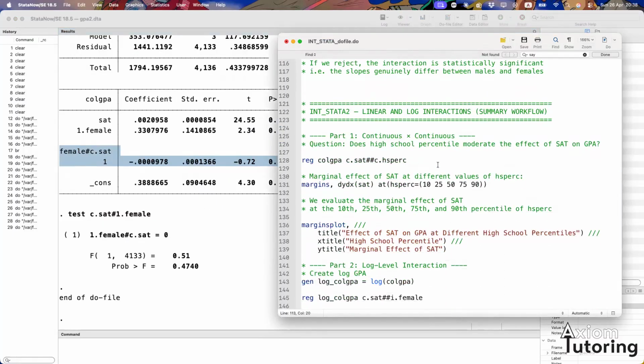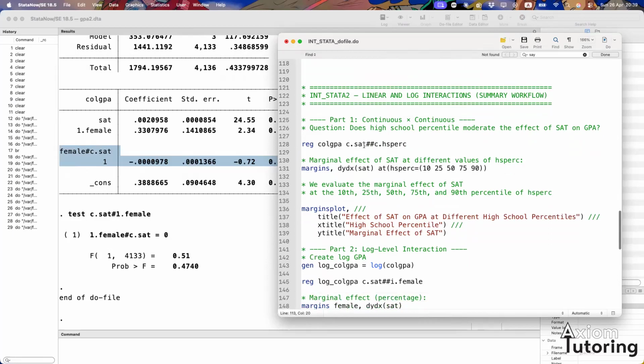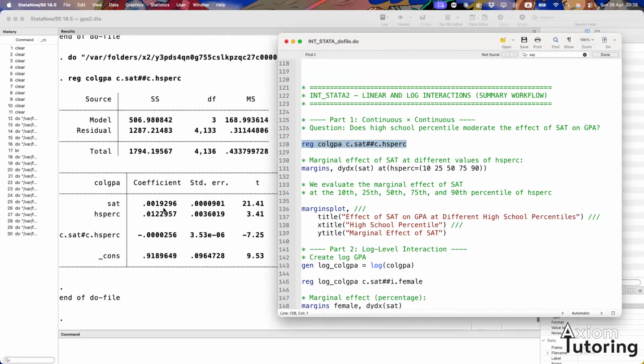We're going to see the continuous case, looking at the question: does high school percentile moderate the effect of SAT on GPA? So now we're going to use the double hashtag method, and as you remember, it was imperative that you indicate whether these variables are factors or dummies or continuous variables. Both SAT and the percentile are continuous variables, so we've included the c. in the beginning. So if we run this regression, we should be seeing SAT and then the percentile separately, and finally the interaction here.